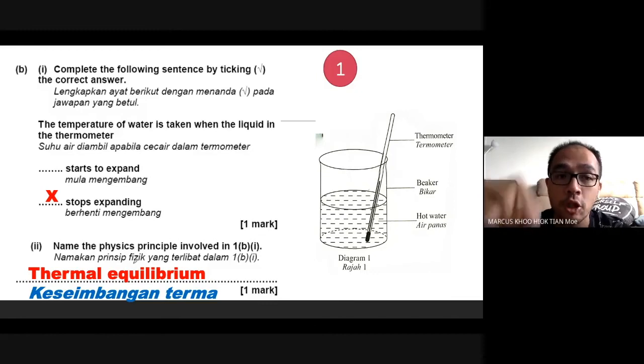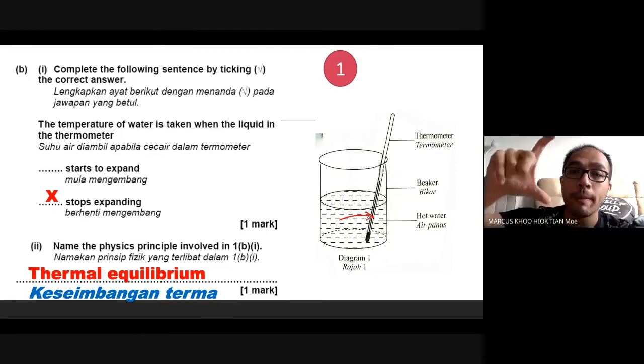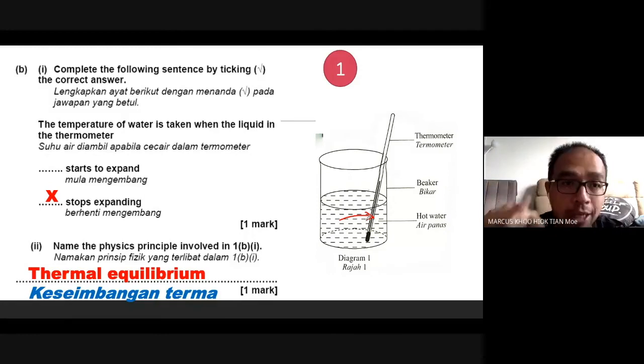It has to stop expanding. It is expanding because there is heat flowing into the thermometer. That's why the mercury is expanding. So it will go up until it stops expanding, then you take the temperature.